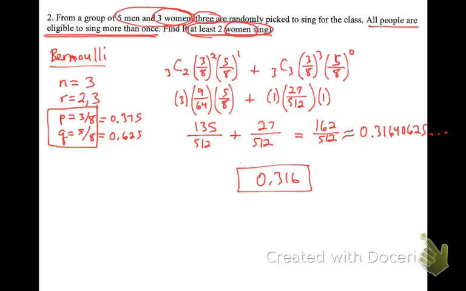Alright, again, this one was a Bernoulli problem because the people are eligible to sing more than once, so that means the probability is fixed. Pause the video, write down anything you need to.